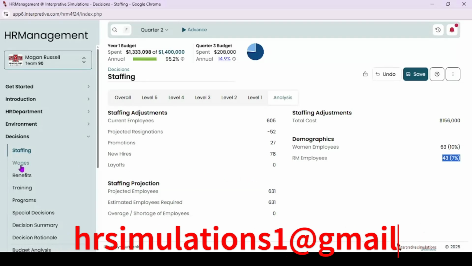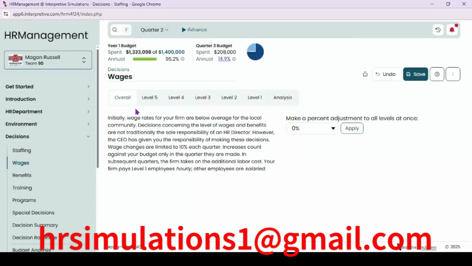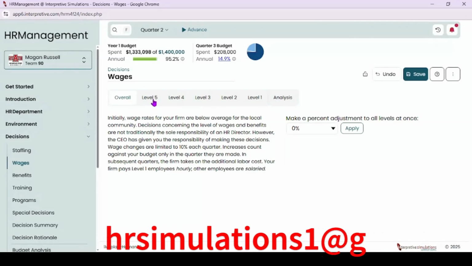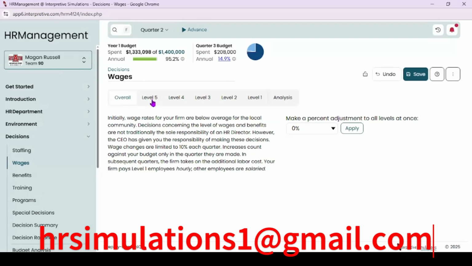Next is the wages. Under the wages, we are talking about how we are going to pay our workers. Let me make it as simple as possible. This means how we're going to pay our workers in the simulation.